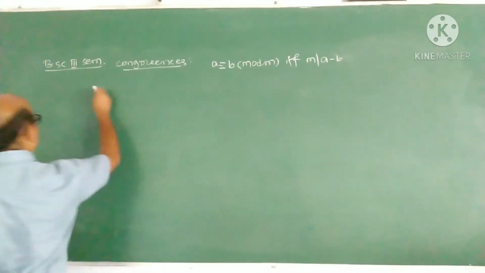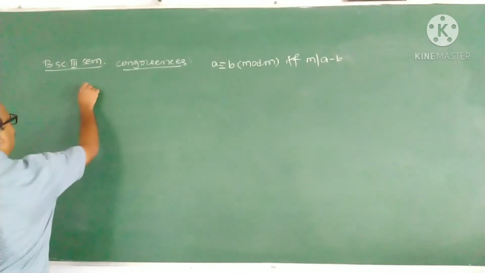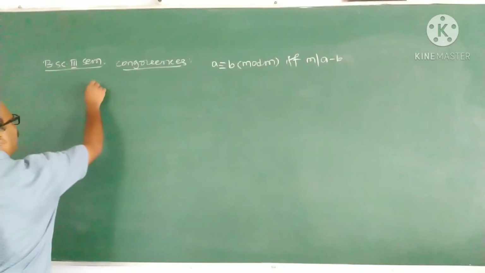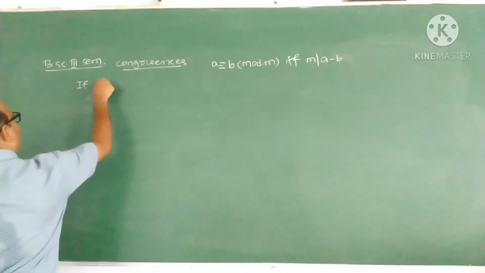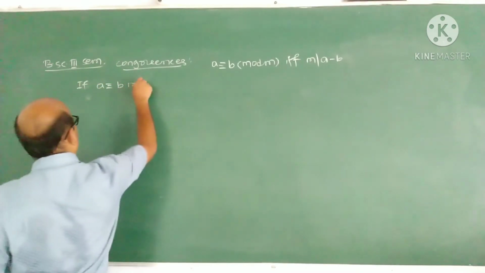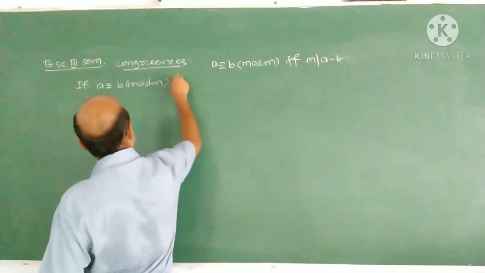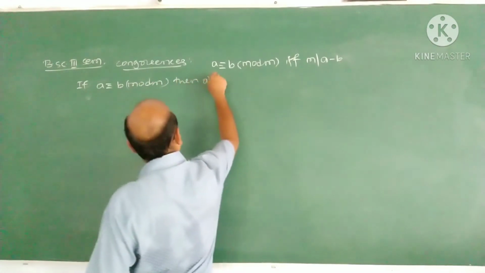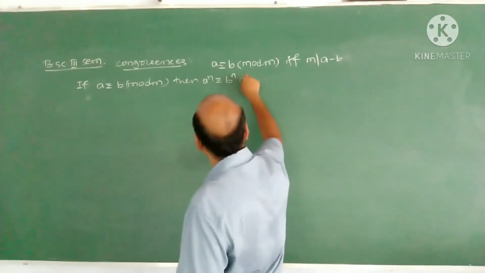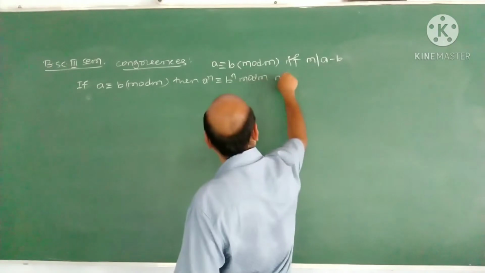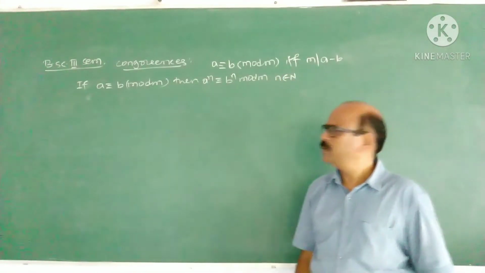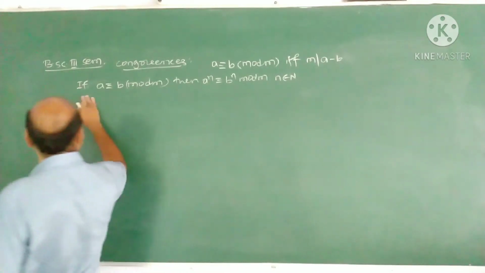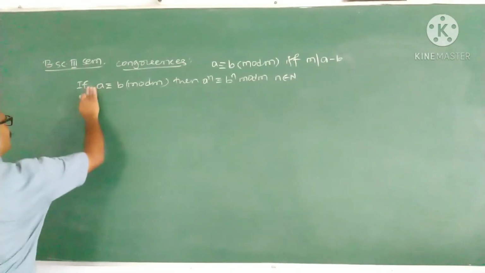Now we have proved some properties and this property remains. What is that? If a is congruent to b mod m, then a raised to n is congruent to b raised to n mod m, where n is any positive integer. This property has many applications.